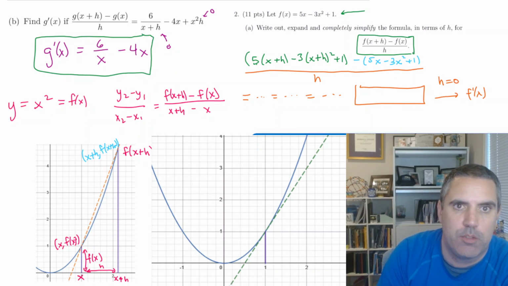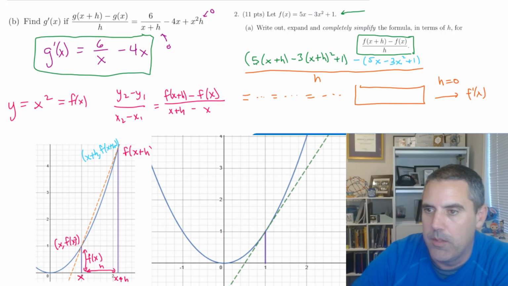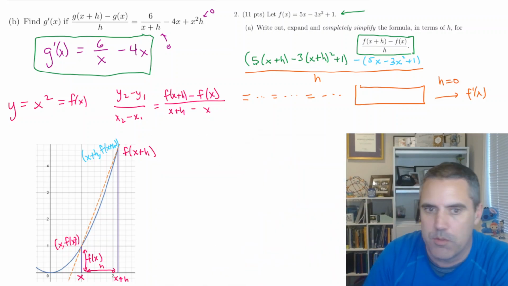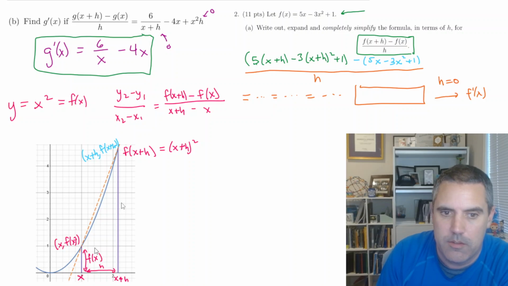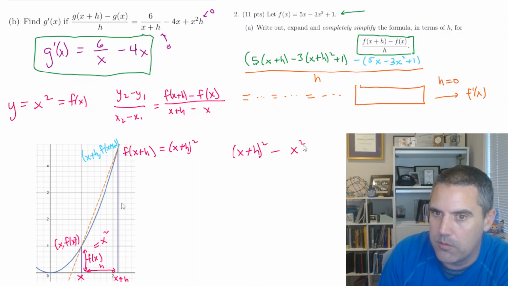So in this example, let's do it with the picture too. I'm going to get rid of my screen for a second. So in our example with x squared, this would be x plus h squared. This would be x squared. And if I did rise over run, it's going to be x plus h squared. That's the y value at the second point. And then you'd have an h on the bottom.